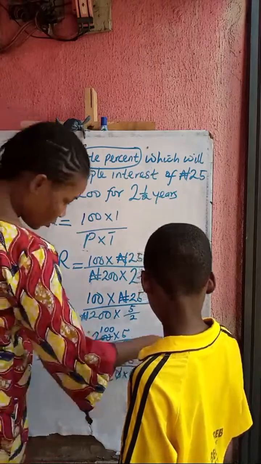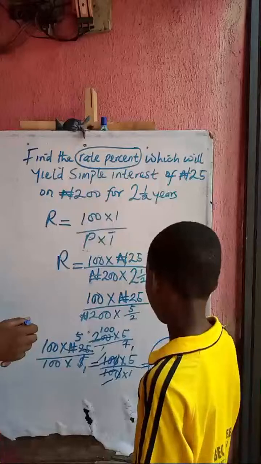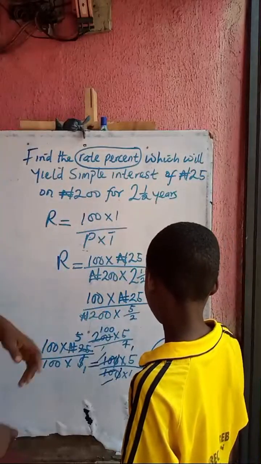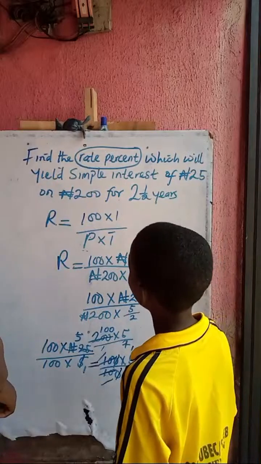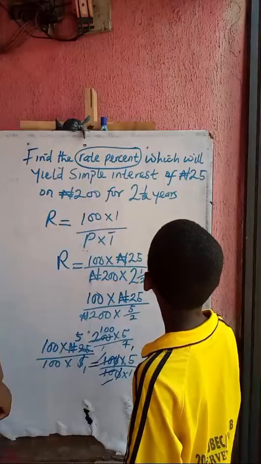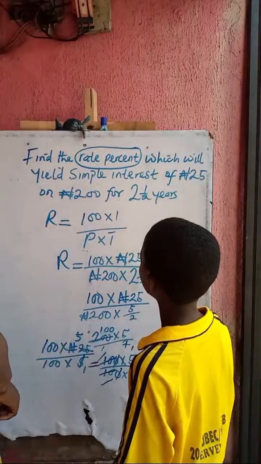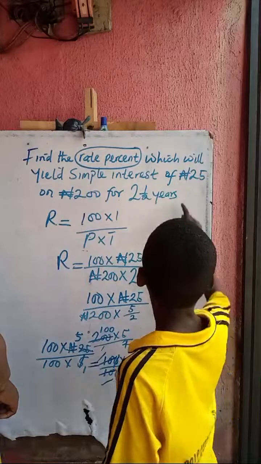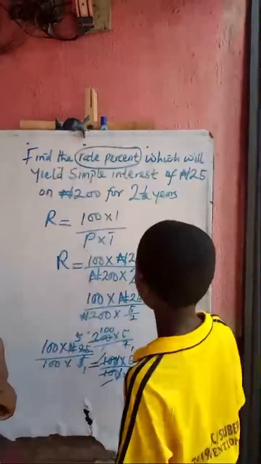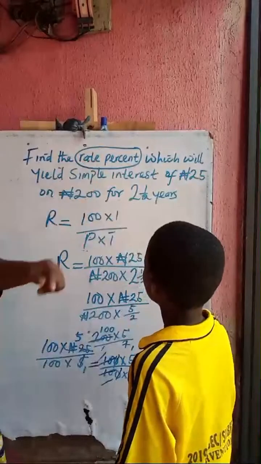What is this thing called? What is this called? Percent. Sorry, read it well. 5%. So read the question. Find the rate percent which will yield simple interest of 25 naira on 200 naira for 2.5 years. So what is the rate percent? 5%.